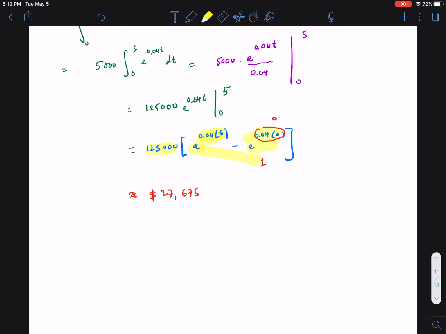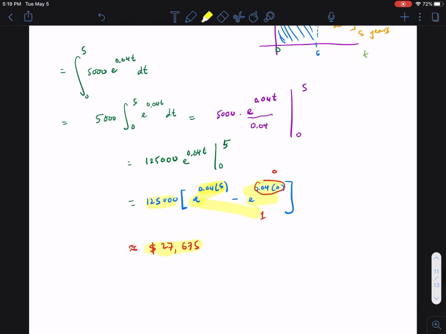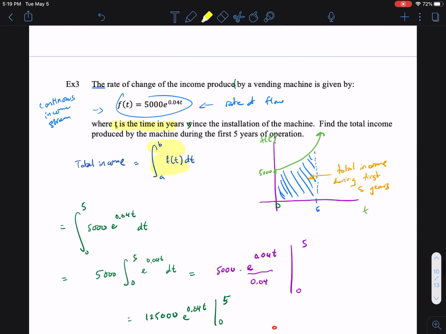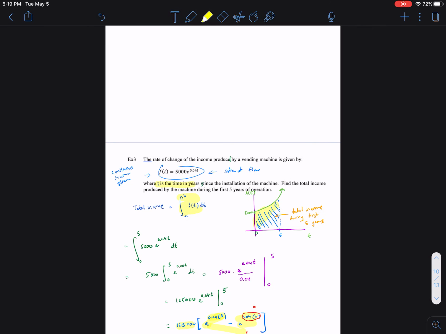Okay, so that should be our answer. So this vending machine here, right? It earned the company around 27,000 or almost 28,000 for the 5 years of operation. And that is described by this area here.